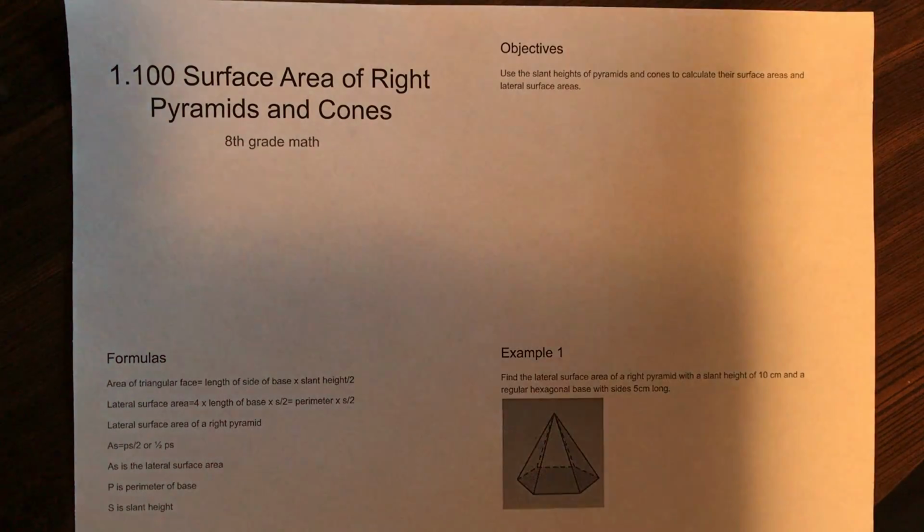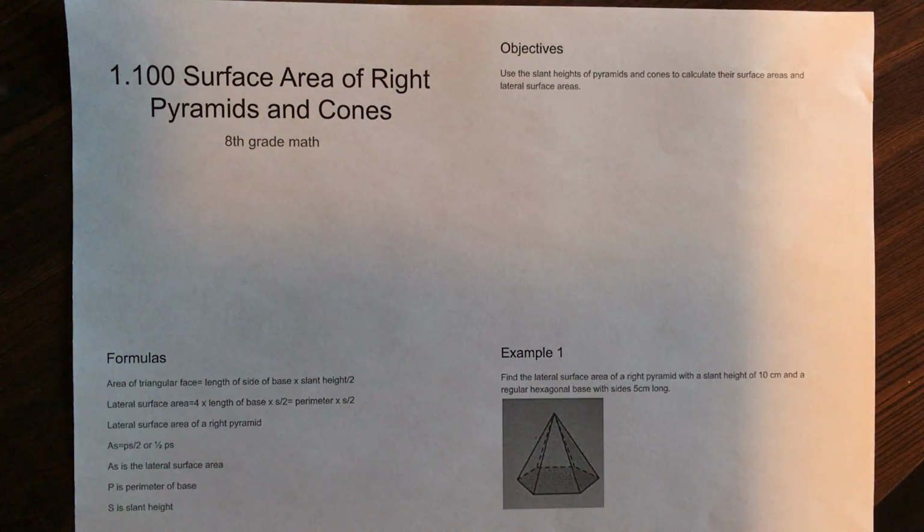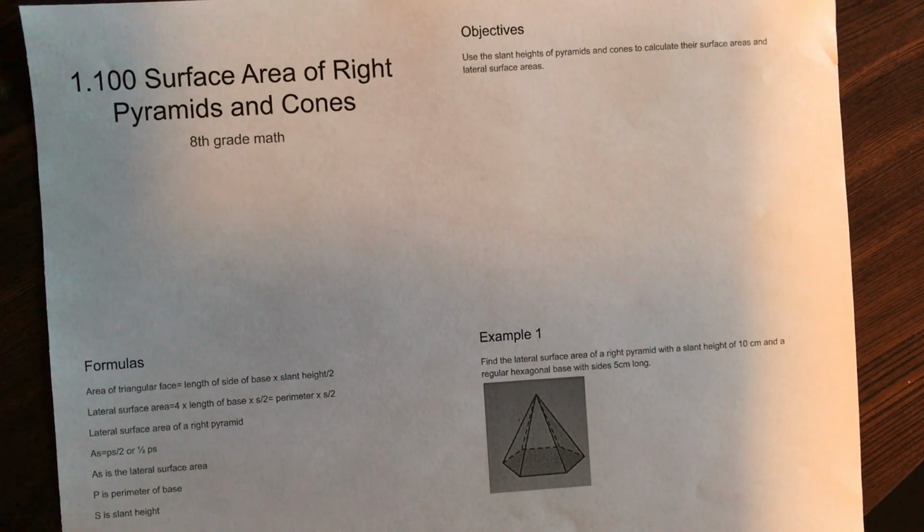Anyway, lesson 100. Look at us go. Surface area of a right pyramid and the cones. Use the slanted height. So the objective will be to use the slanted height of a pyramid and a cone to calculate their surface areas and their lateral surface areas.